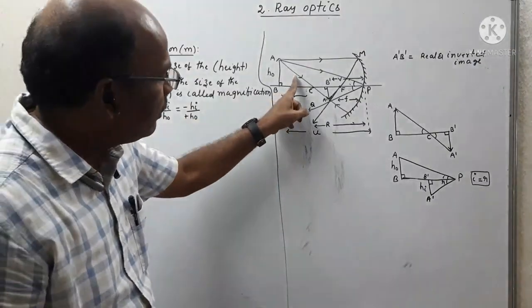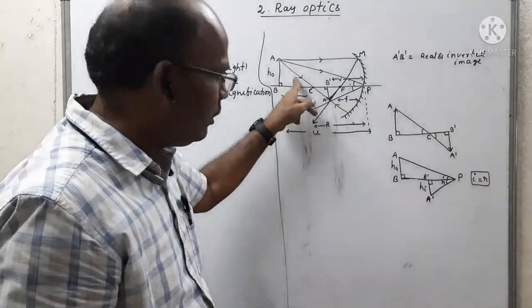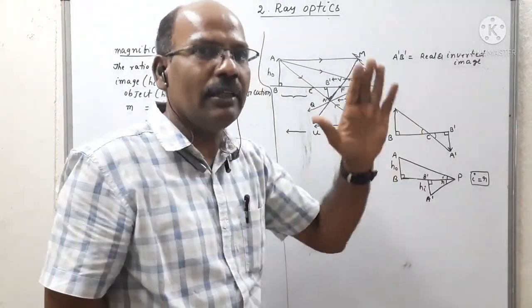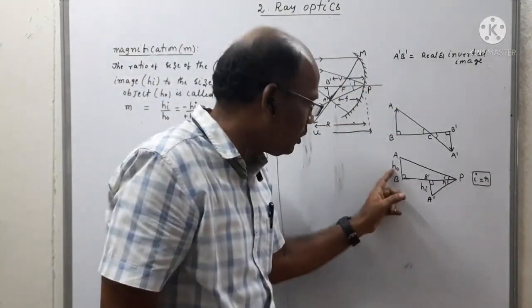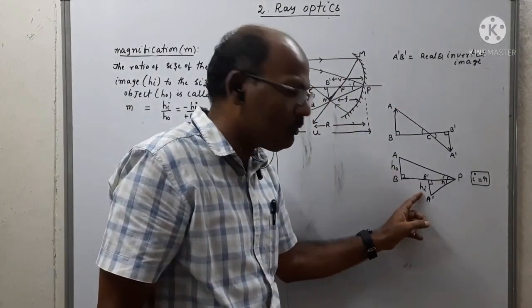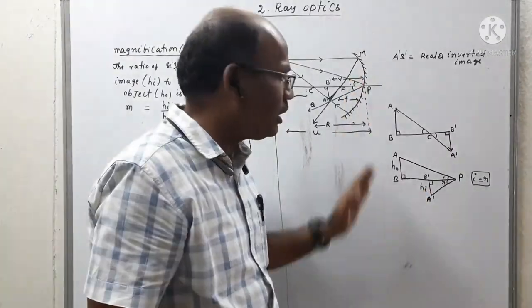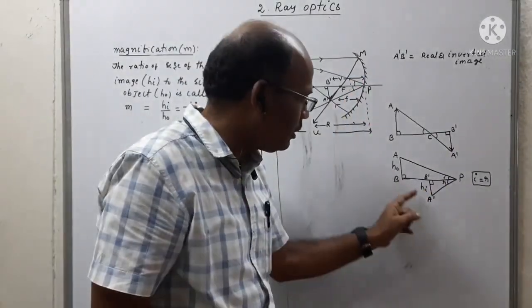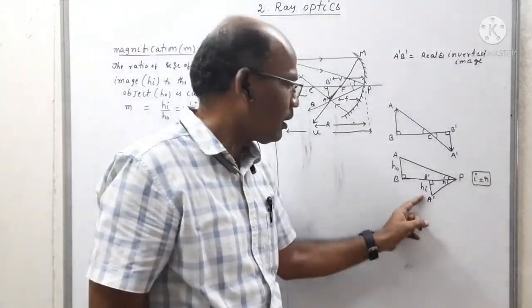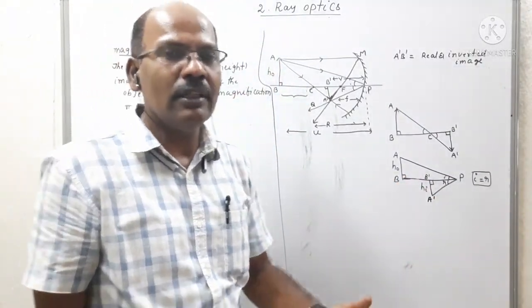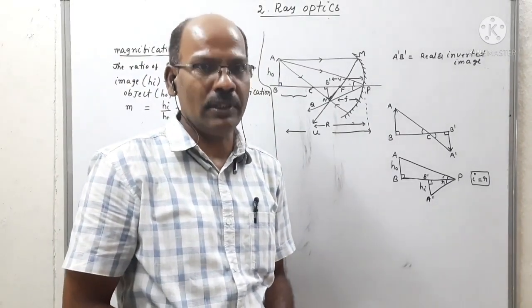From the diagram we can observe the height of the object h_0 and the height of the image h_i formed by the concave mirror. So this is h_0, this is h_i. These two triangles are similar, as we already explained in the derivation of the mirror equation.